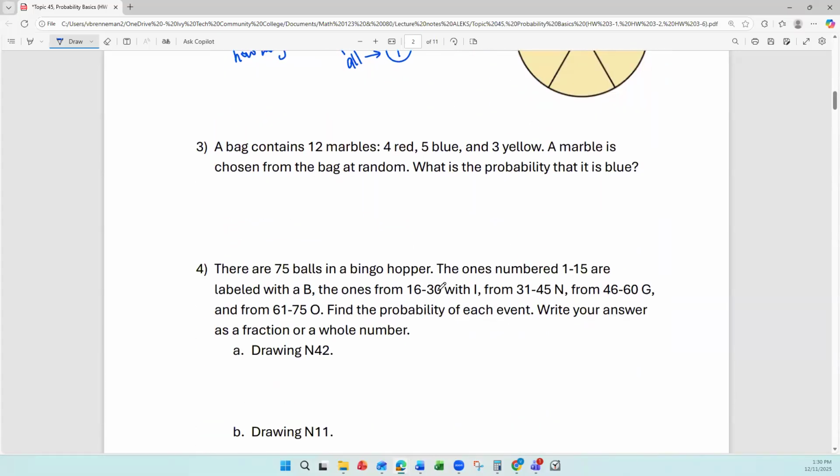Next example, a bag has 12 marbles, 4 red, 5 blue, 3 yellow. A marble is chosen from the bag at random. What's the probability that it is blue? There are 5 blue out of 12 total, so the probability is 5/12.